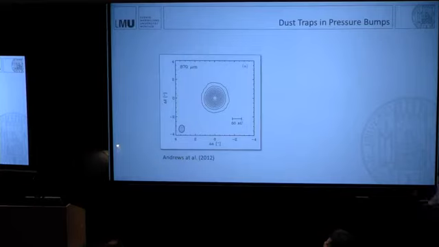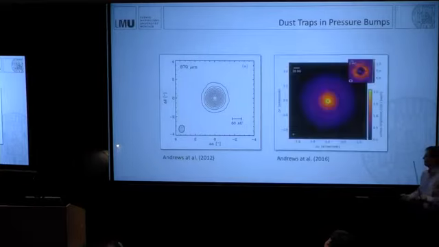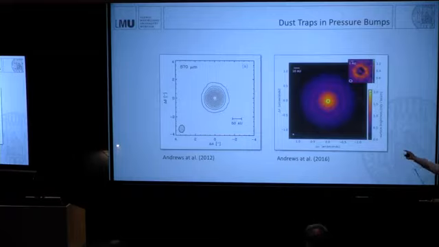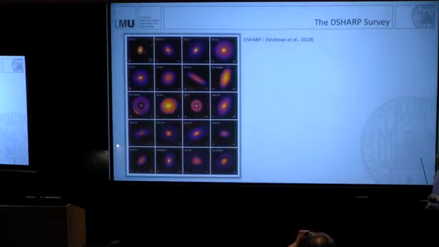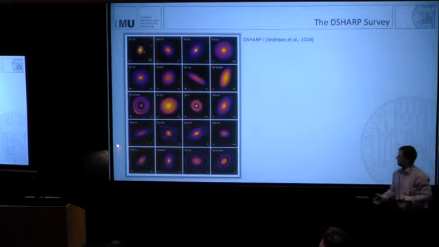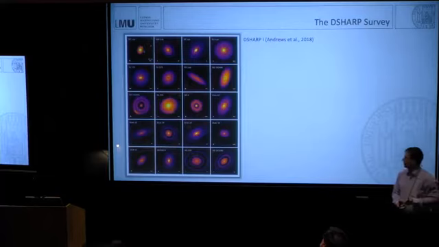But 4 years later, we suddenly have that image, and also notice there's a difference in scale and resolution. So disks have some substructure, so something is happening. And this plot was also shown quite often. The DSHARP survey showed lots of rings, so there is something going on.